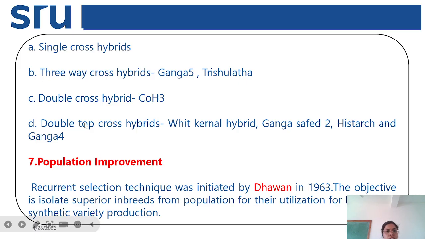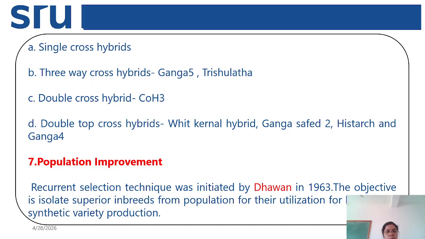Next is double cross hybrid. Double cross hybrid is nothing but a cross between two single crosses, or a cross between four inbred lines. That is A into B crossed with C into D. That is nothing but double cross hybrid, for example 4H3. And next is double top cross hybrid. It includes a white kernel hybrid, Ganga Safed 2, High Starch, and Ganga 4. These are some of the hybrids which are developed.